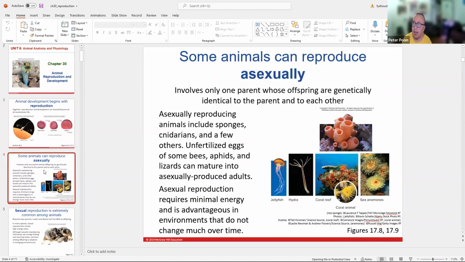So some animals can reproduce asexually. Especially simpler animals like sponges, jellyfish, and hydras can break off a chunk of themselves, and that chunk will grow into a whole new organism. That is great because it makes it easy, but the problem is that they're genetically identical to each other, so there's no new genetic information.